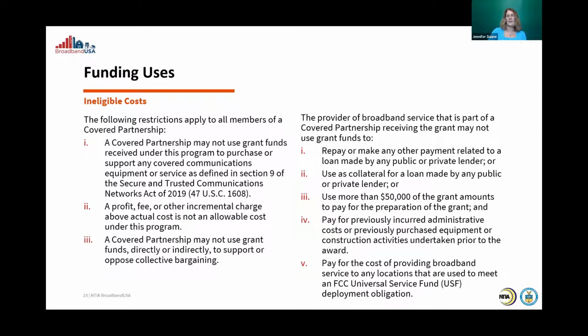There are a couple of items that are specific to the provider of broadband service that is part of the covered partnership. And that is that grant funds may not be used to repay a loan by a public or private lender, and may not be used for collateral for a loan. Preparation costs are allowable, but they may not exceed $50,000. And we also are going to be looking to not duplicate funding for any funds that have been used to fund service to a location that the FCC Universal Service Program is also funding.